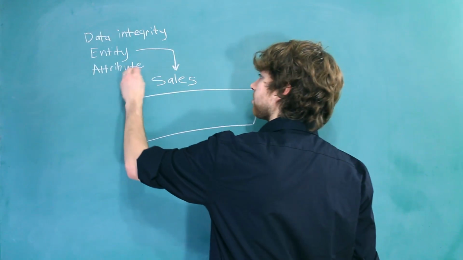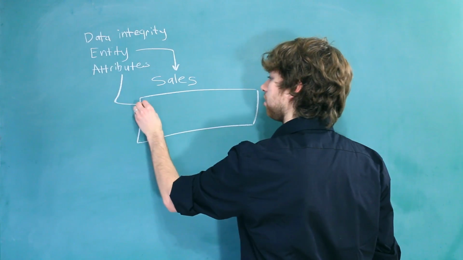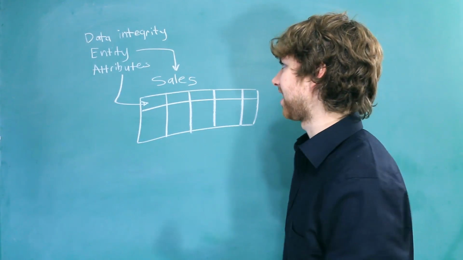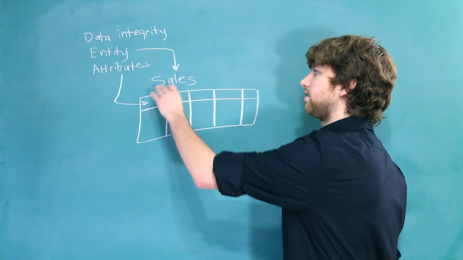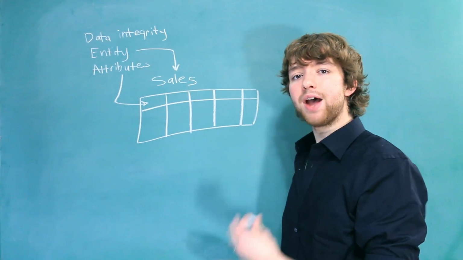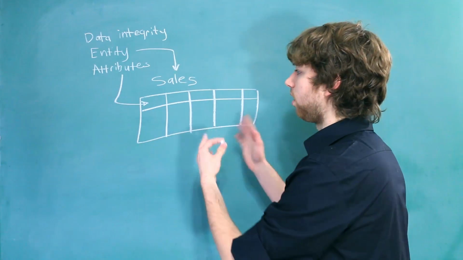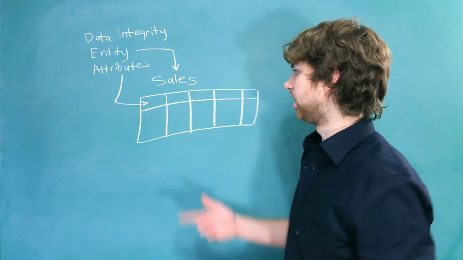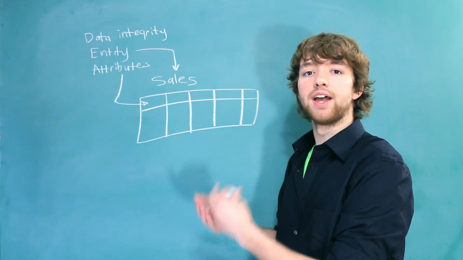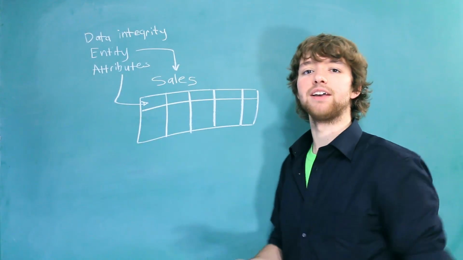The attributes are the columns. This is a pretty good start when it comes to database design. That's because we already have the entity as the table name and the attributes as the columns. That way we always know what the data is describing. Each row has data for each column, and that data describes that sale.